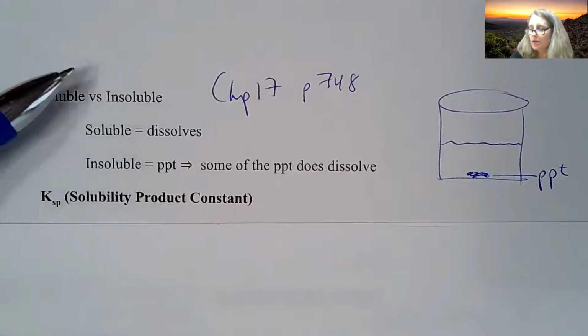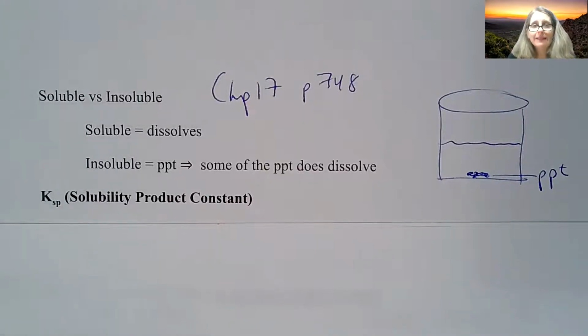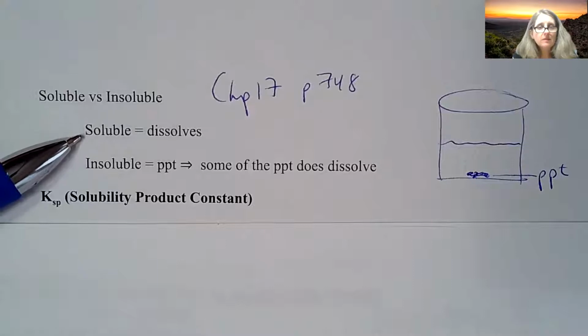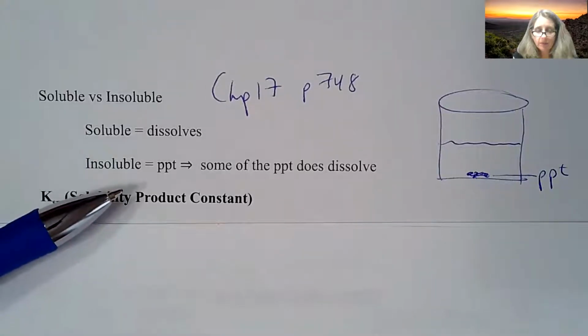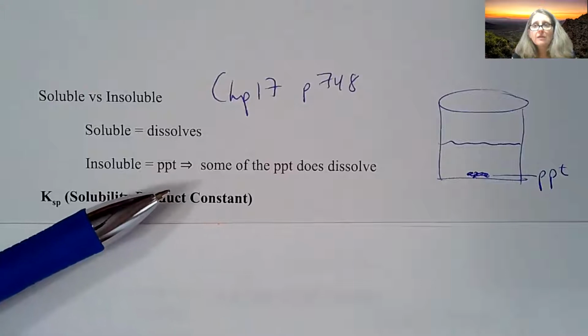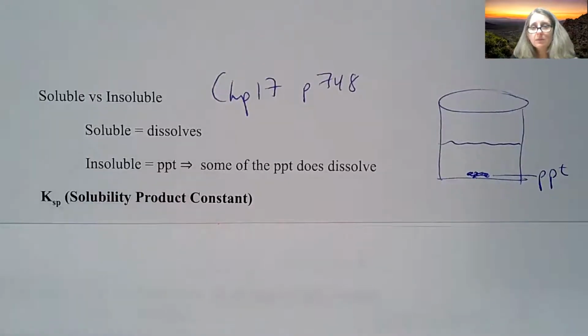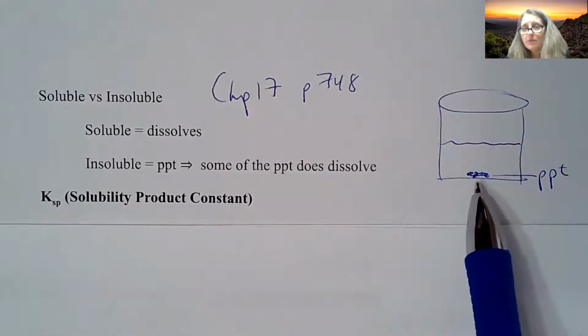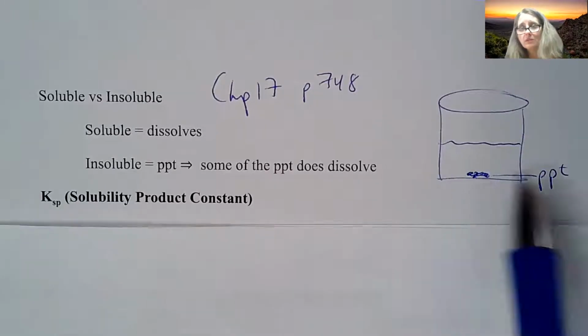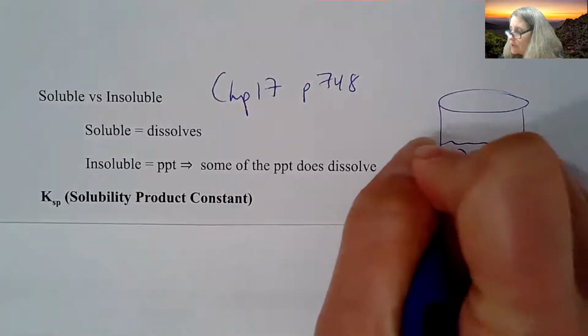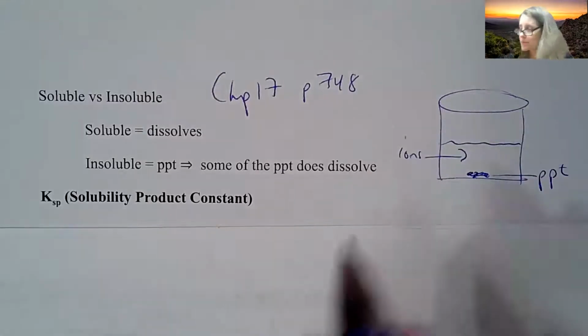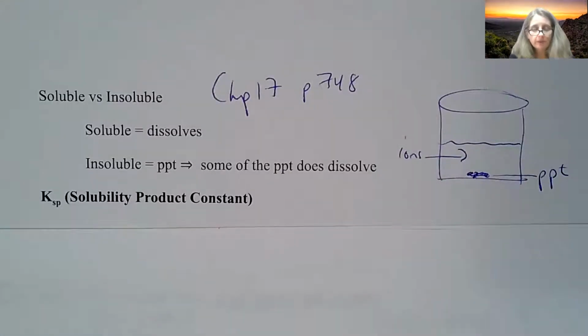So back when we were talking about something called solubility, we mentioned the terms soluble and insoluble, miscible, immiscible. But when we said something is soluble, it dissolves. If it's insoluble, we said it formed a precipitate. But what we didn't tell you at that time was the fact that some of the precipitate does dissolve. So if we're thinking of a test tube or beaker, and here's my precipitate on the bottom, we were drawing them on the bottom, which is still going to be the case. But realize above this, you do have some of the ions from that precipitate floating above that, okay?